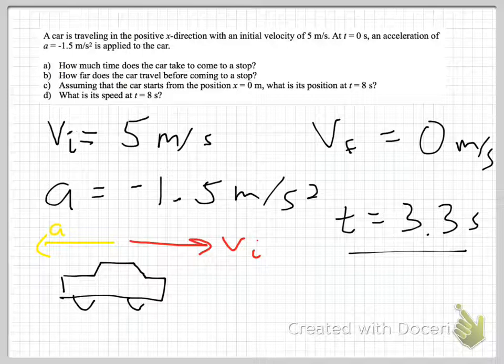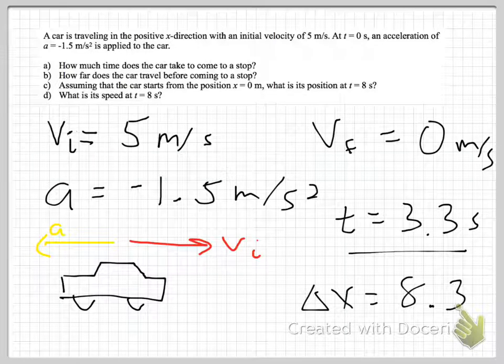How far the car travels, that is to say the delta x to stop, was 8.3 meters. But we're asked in parts C and D about the car after 8 seconds. So it comes to a stop after 3.3 seconds. That's where we stopped caring about the system in the first part of the problem.